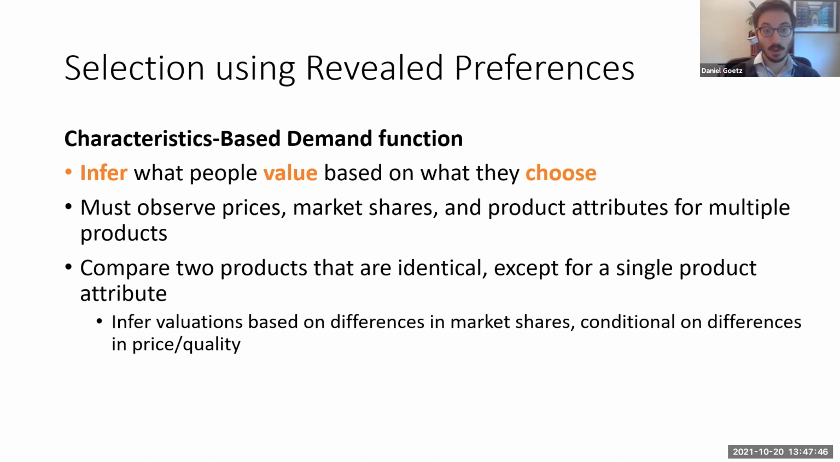The intuition is that we're comparing two products at a time that are identical, except for a single product attribute, okay? And what we'll do is infer what attribute people value based on differences in market shares, conditional on differences in price and quality. Let's do an example to make this even more concrete.